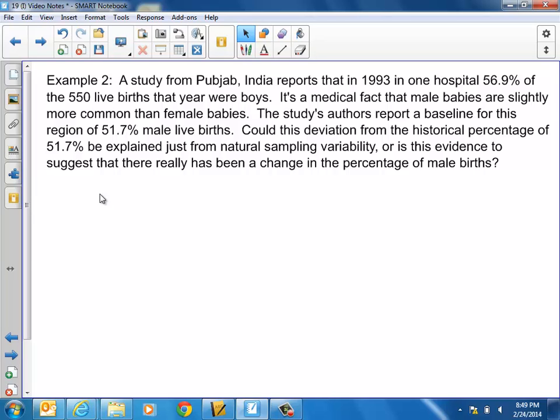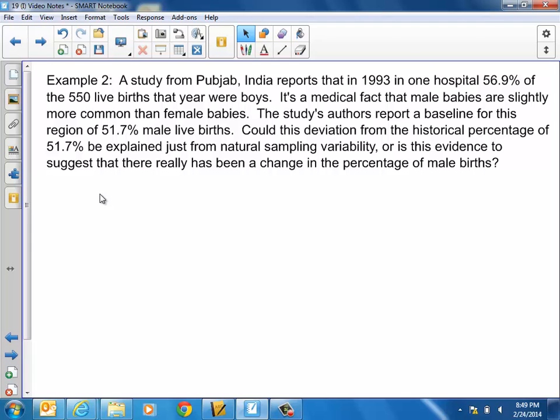A study from Punjab, India reports that in 1993 in one hospital, 56.9% of the 550 live births that year were boys. It's a medical fact that male babies are slightly more common than female babies. The study's authors report a baseline for this region of 51.7% male live births.